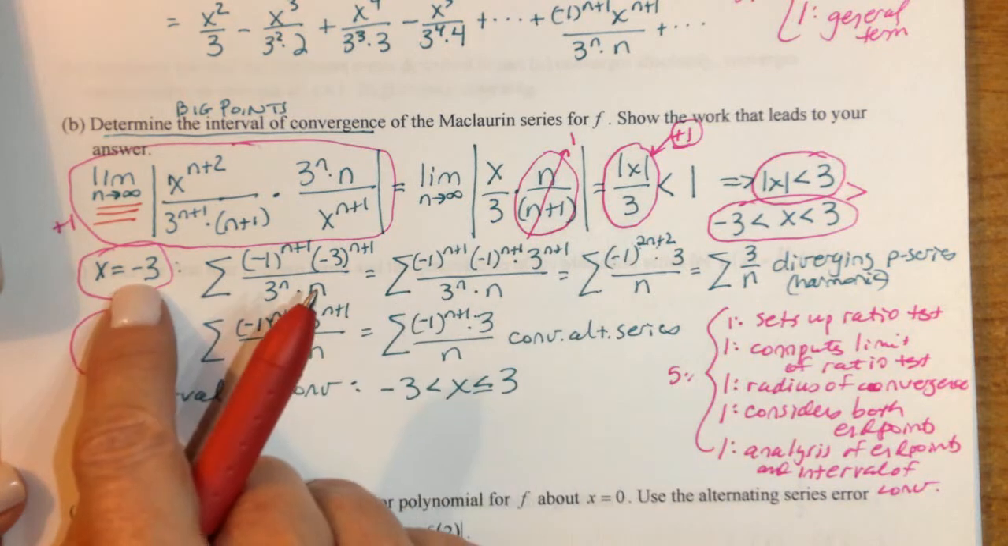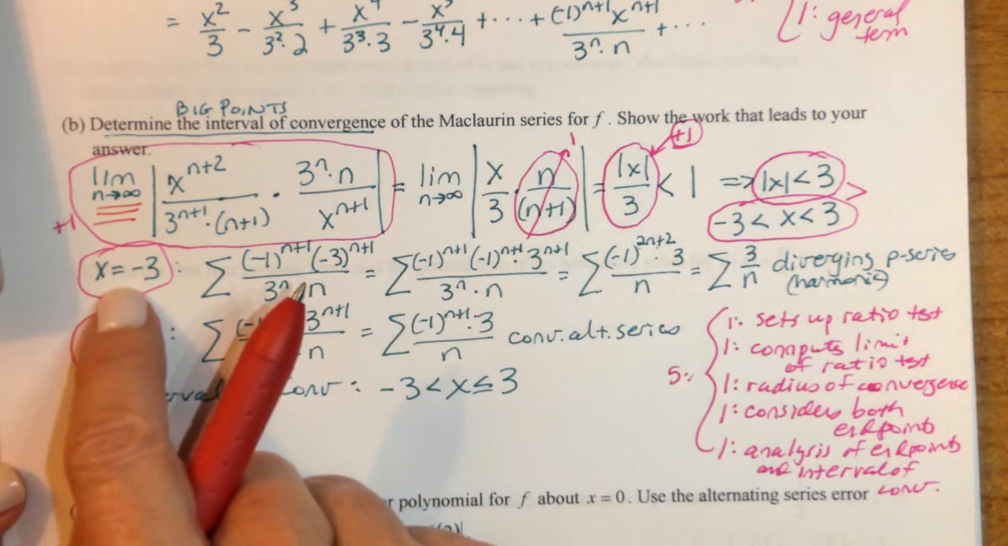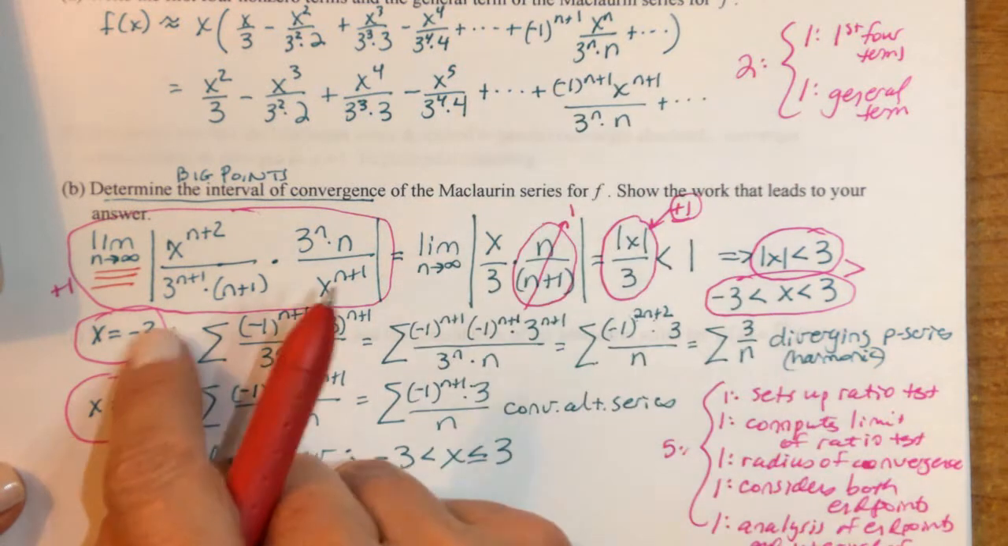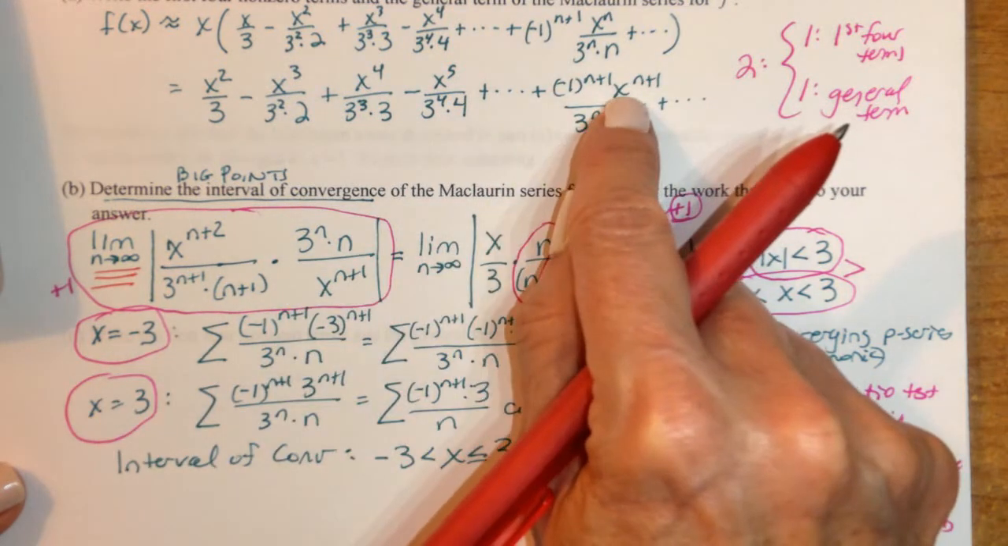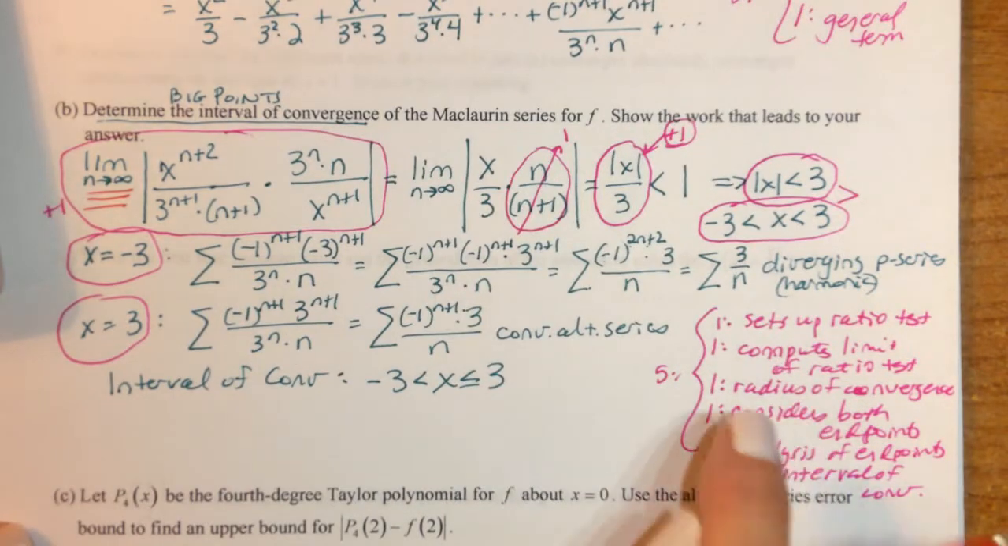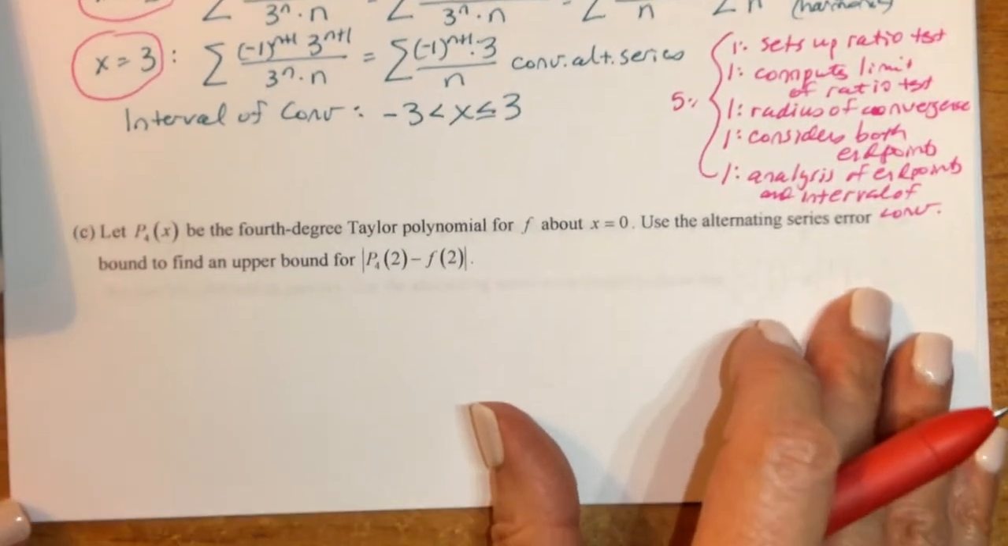Another mistake I see is putting this x value in for the n's. It's an x value, so you put it in place of x, not your n's. Big points, these are points that you can get. So make sure you get everything.